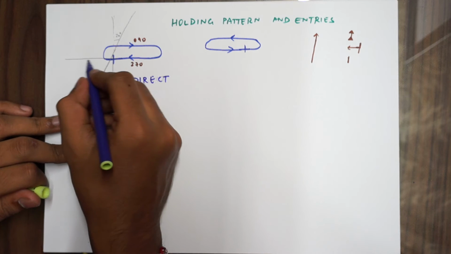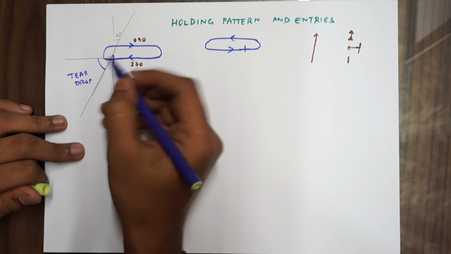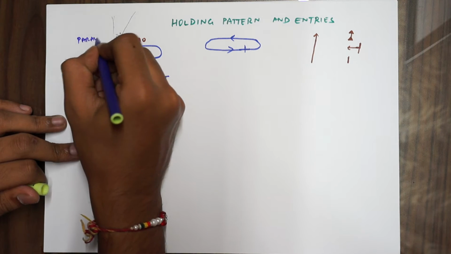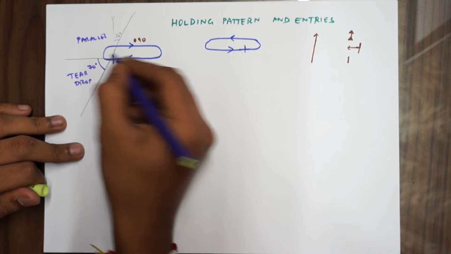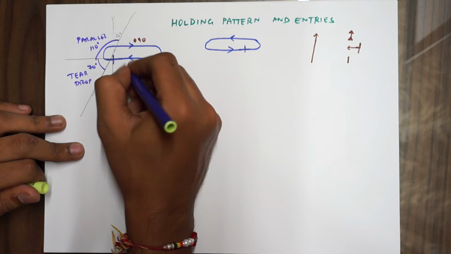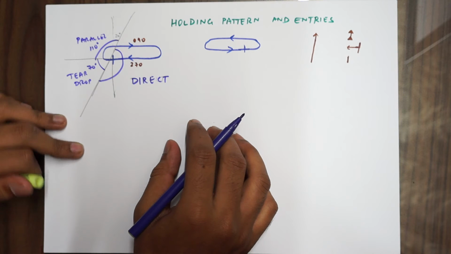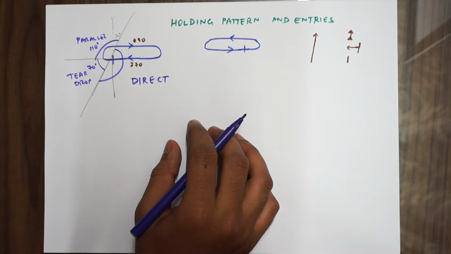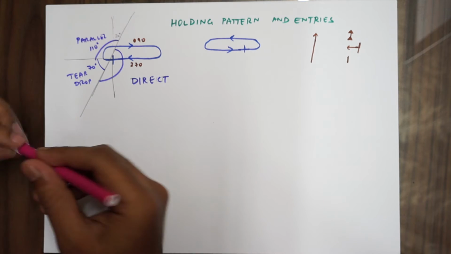The smaller part is your teardrop, and the bigger one is your parallel. This basically means you have a 70 degree sector here, this whole angle is 110 degrees, and the rest is 180 degrees. Just remember, these are the three forms of entry patterns that exist: direct, teardrop, and parallel. The way to determine them is to draw a 20 degree deviation from the perpendicular to the hold.